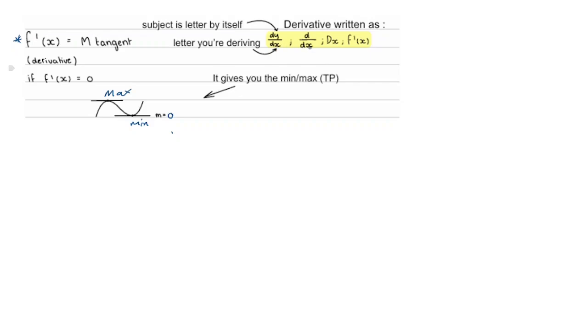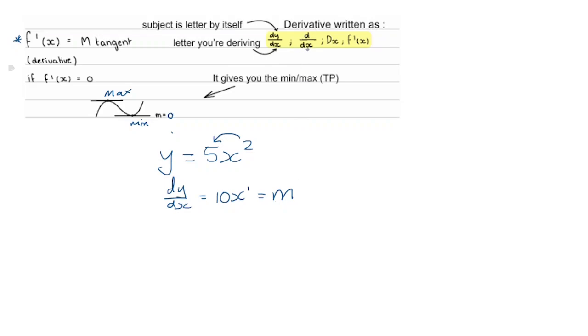What's the difference between writing dy dx or just d dx? If a question started with a y and I said please do the derivative, then you'd say dy, because that's the subject, dx. And the quick way you do derivative is you times the power by the front, by the coefficient, and you drop the power by 1. So there is the derivative. What is the derivative? It's the gradient of the tangent.